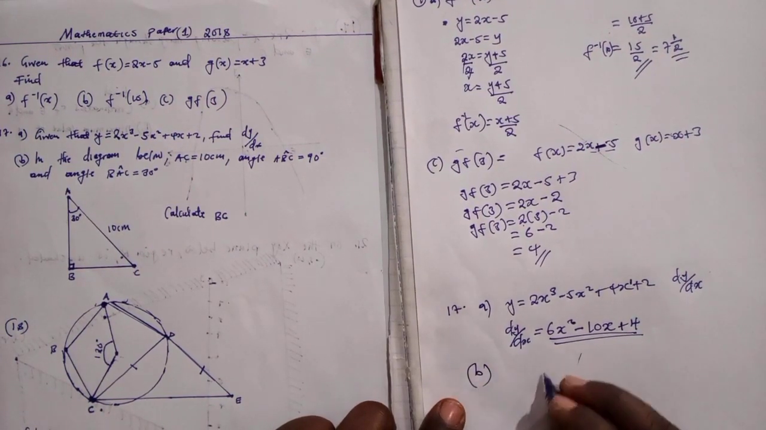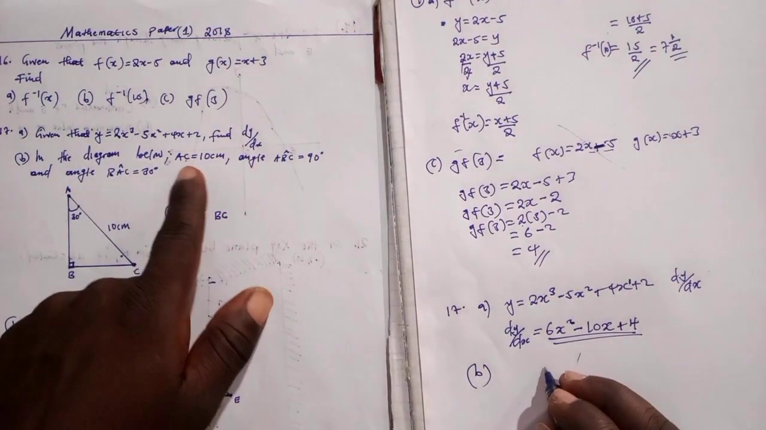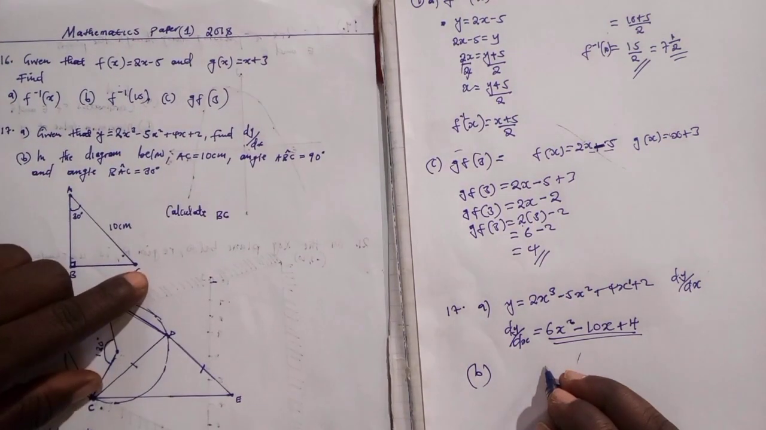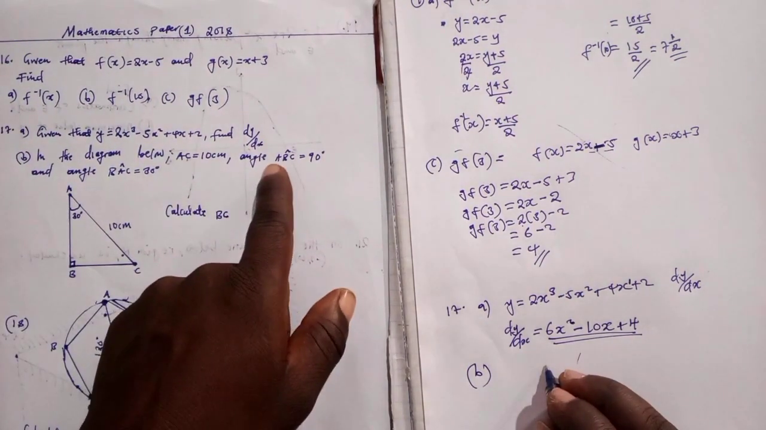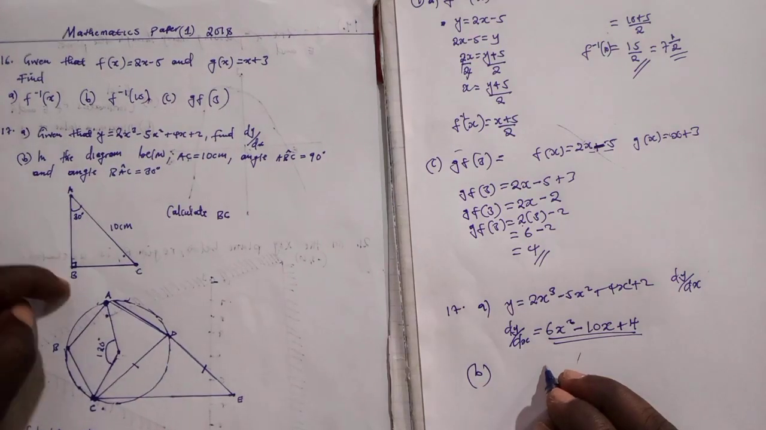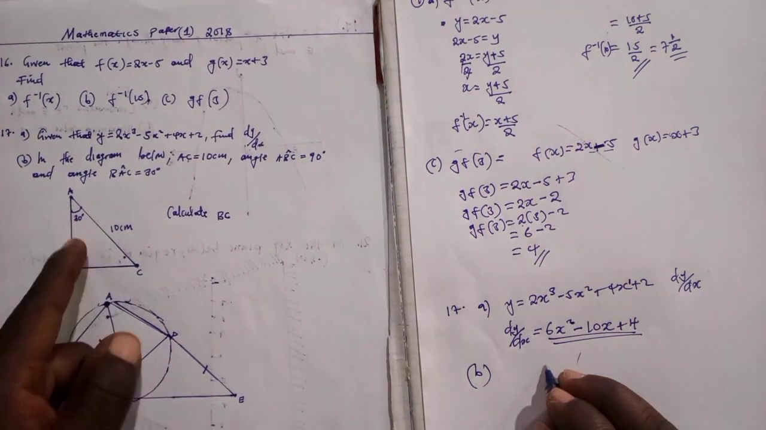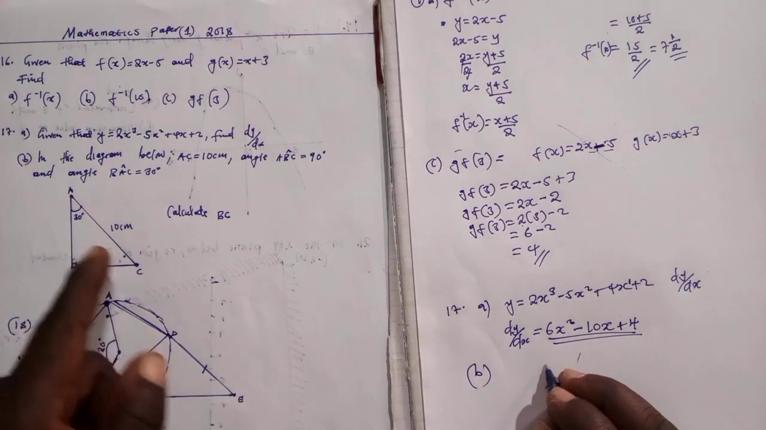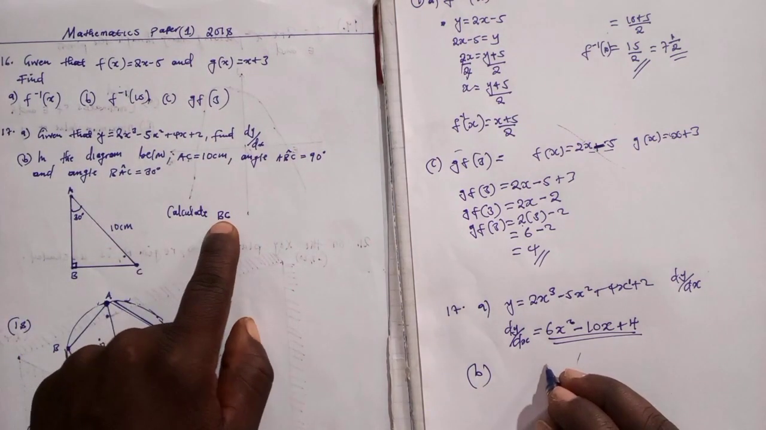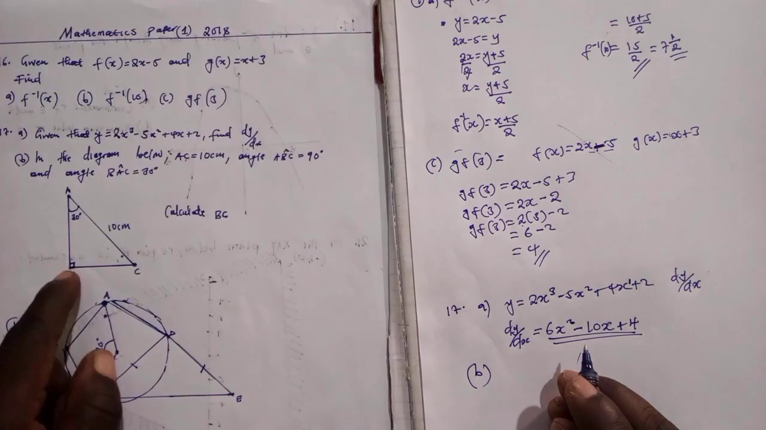We are told that in the diagram below, AC is 10 centimeters, angle ABC is 90 degrees, and angle BAC is 30 degrees. We are told to calculate BC.